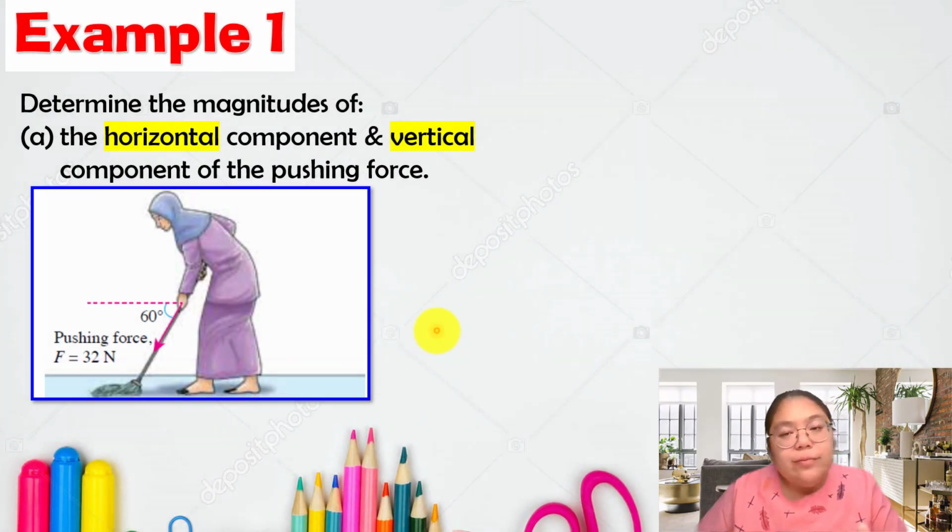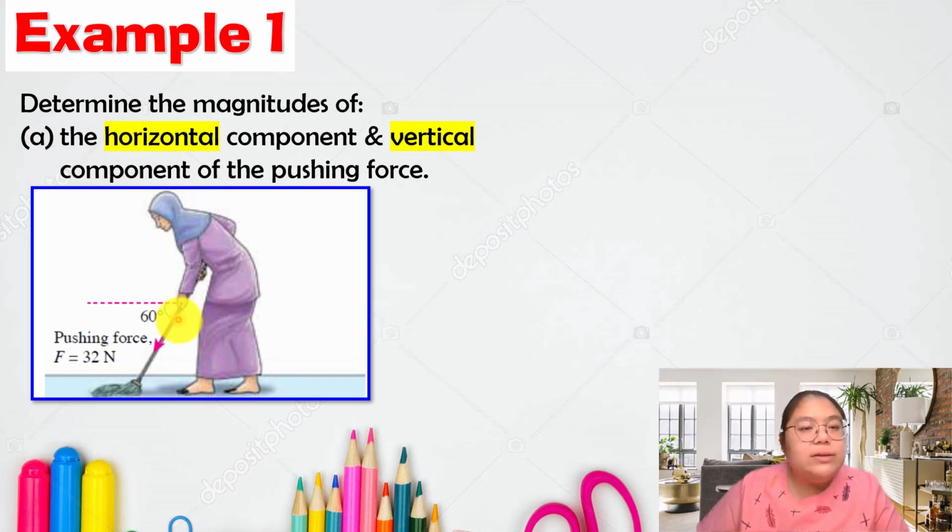Okay, so now we go to the next part. This one is one of the example questions. You also can refer to your textbook. Now it's the horizontal component and also the vertical component of the pushing force. You can see the force pushing downwards with the angle 60. So like this, we cannot add straight forward. We need to find out the vertical and also horizontal, or you can say resolution of the forces. The pushing down force is 32 Newton, so we need to find out what is the horizontal and what's the vertical.